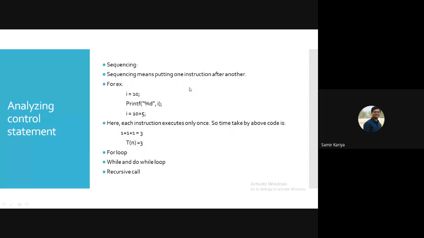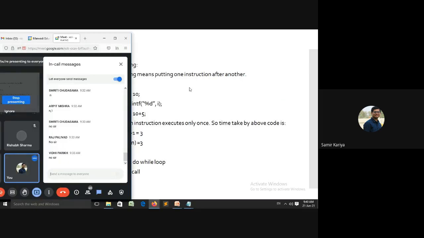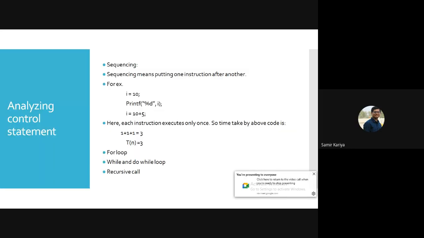Okay, now let's move to finding the time complexity for the given code, or you can say analyzing control statements. So first one, sequencing. But before that, is there any query, any doubt up to this point? Okay, let's continue.